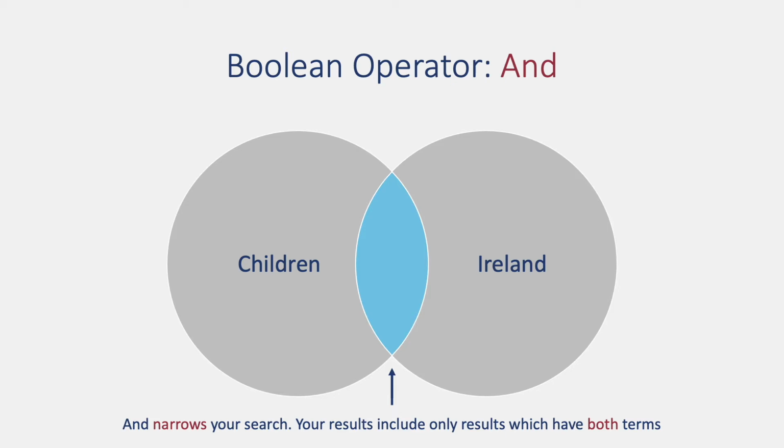The first of 3 Boolean operators is AND. So if you're searching a database and you want to find an article that discusses children in Ireland, you need the search results to only include articles that have the term children and the term Ireland in them. If it's about children in Spain and it doesn't mention Ireland, then that article is no use to you. So we tell the database to only give us results with both, and we do that by telling it to search children AND Ireland.